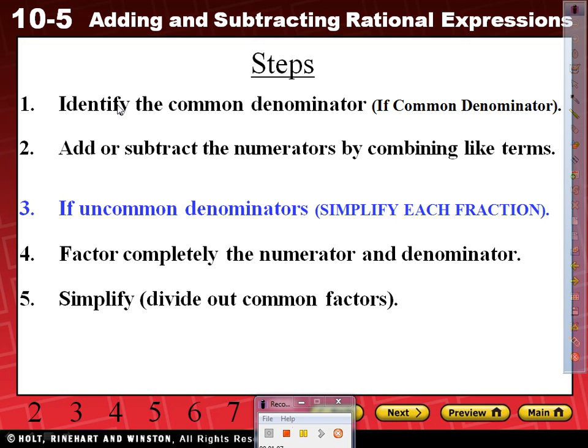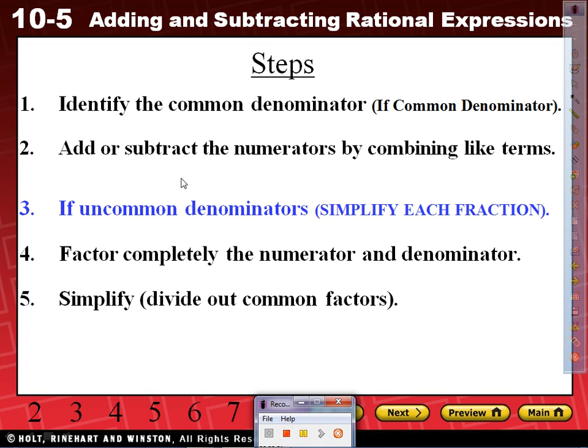So we would go from here. Identify common denominator. If not, we go here. Identify uncommon, simplify each fraction if they don't have common denominators. Then we do this step, step 2. Then we go to step 4 and then step 5. See what I'm saying? Okay, copy that, please.